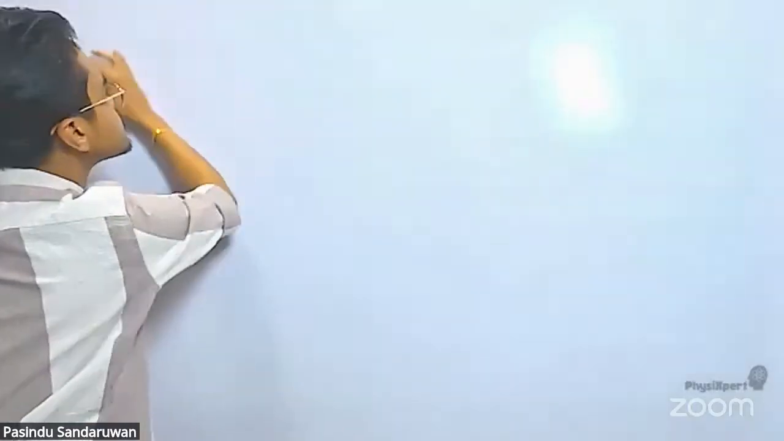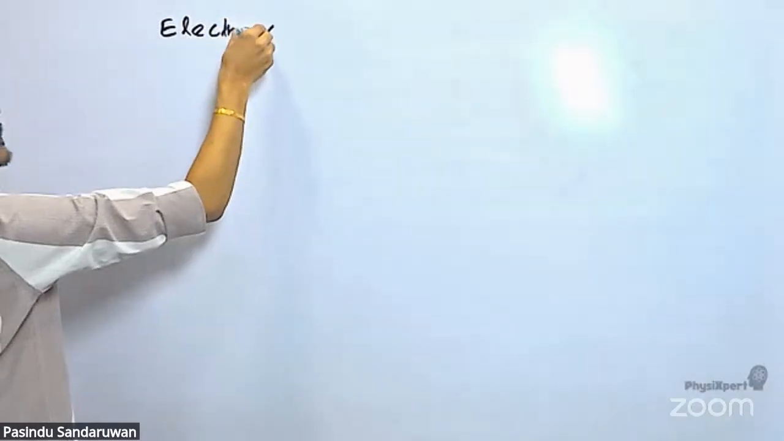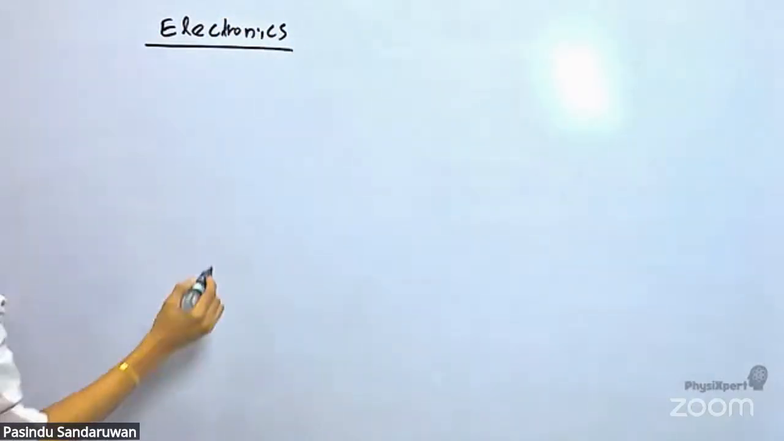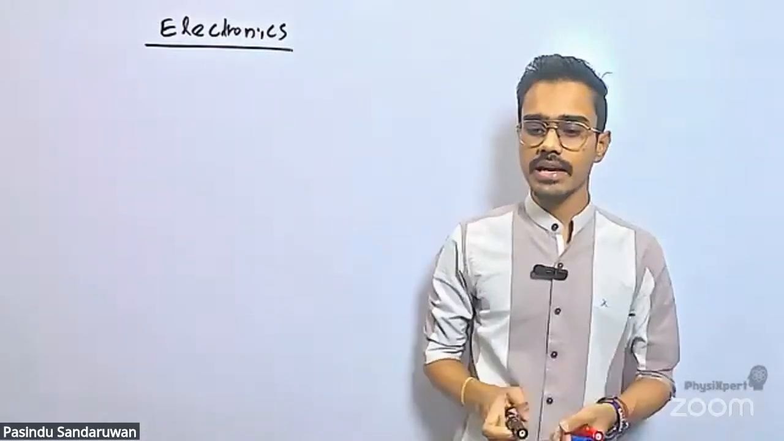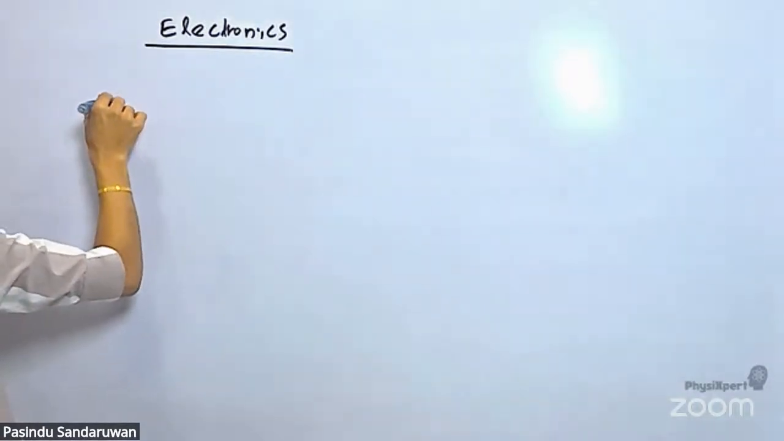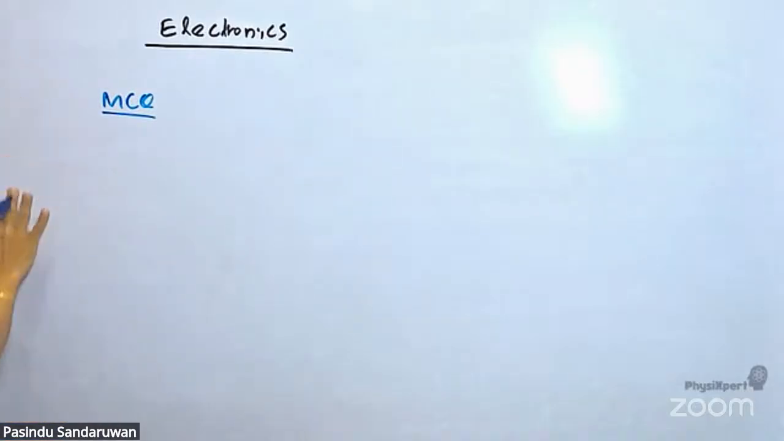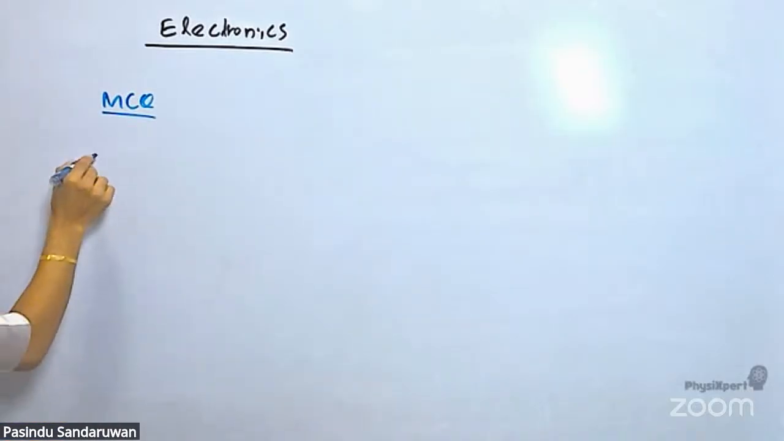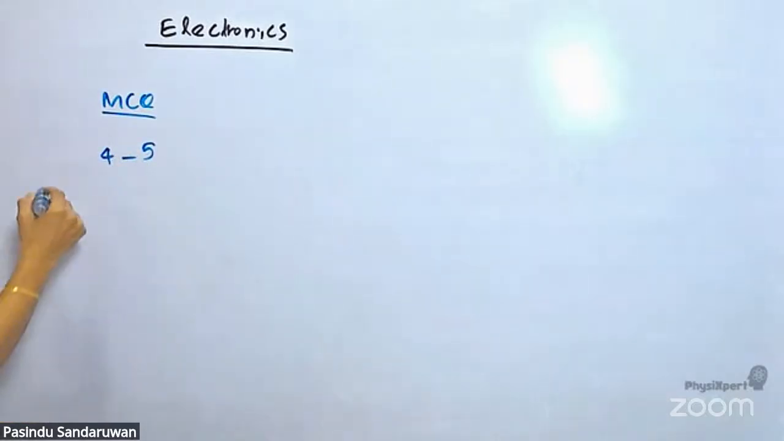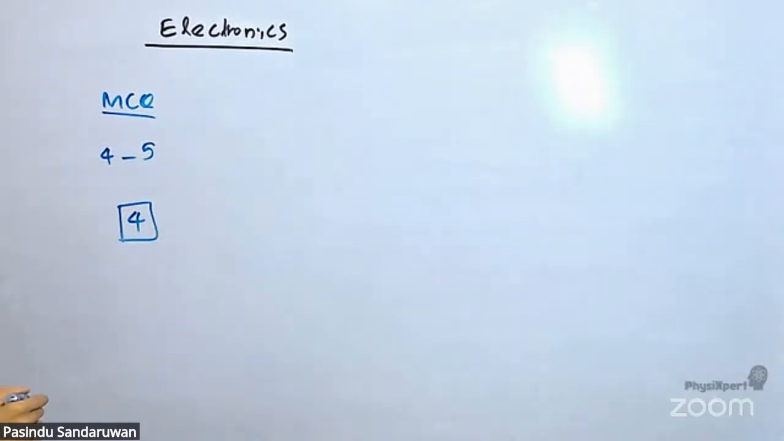So let's see. As a heading, write down electronics. The distribution is like this. Listen first. When it comes to MCQs, around 4 to 5 MCQs are coming. It's usually around 4. So 4 marks here, around 4 MCQs.